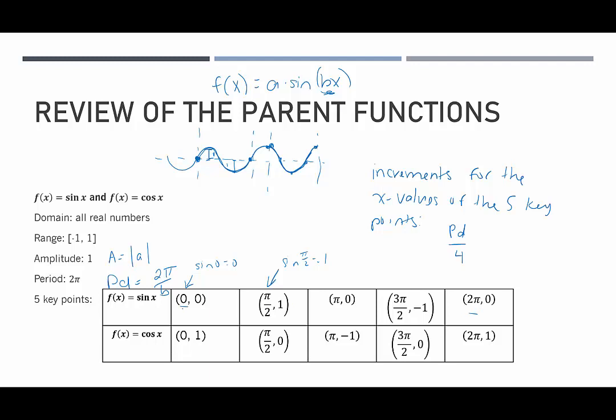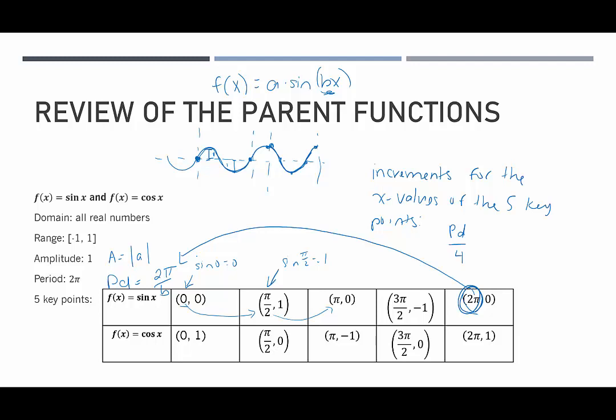So to go from the first piece to the second piece, I would add pi over 2. To get to the next one, I would add pi over 2 again. So the increments between the x values are pi over 2. And again, as long as there's no horizontal transformation, which we won't see in this video, the final x value should match the period itself.